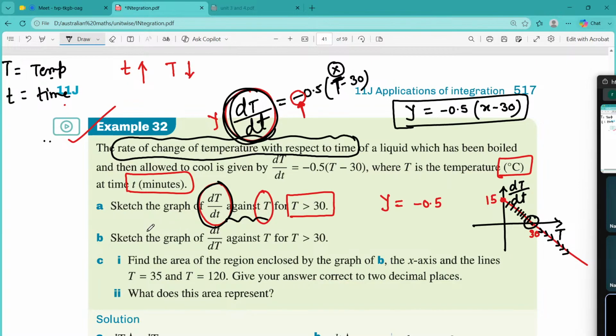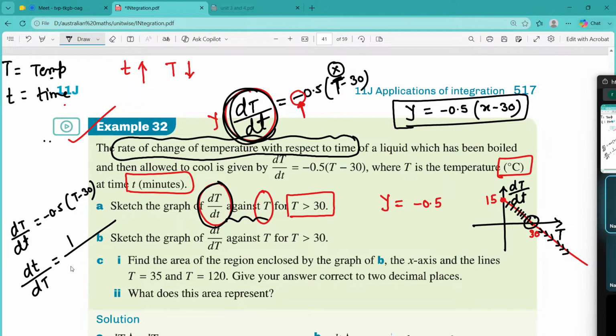Now sketch the graph of dt upon dT. See, this is the reverse thing now. This is dt upon dT against T for T greater than 30. How can we do this? We have dT upon dt given as minus 0.5 times (T minus 30). So what should be the dt upon dT? If I find this dt upon dT, I have taken the reciprocal here, so I have to take the reciprocal here as well.